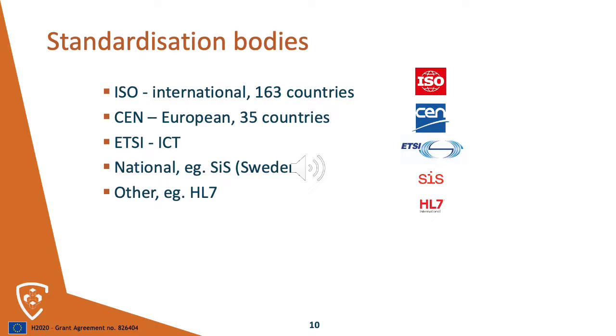The Swedish Institute for Standards is an example of a national standardization body. And other examples are Health Level 7, which is a non-profit organization dedicated to providing a comprehensive framework and related standards for the exchange, integration, sharing and retrieval of electronic health information.